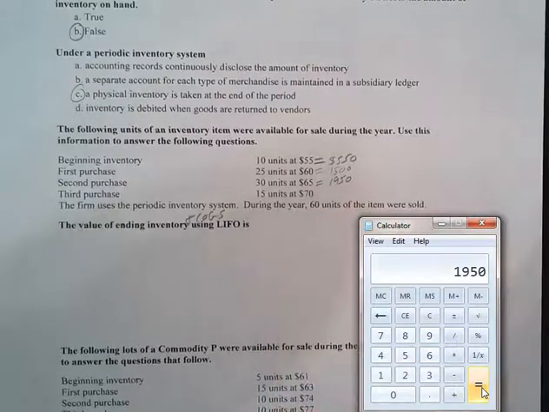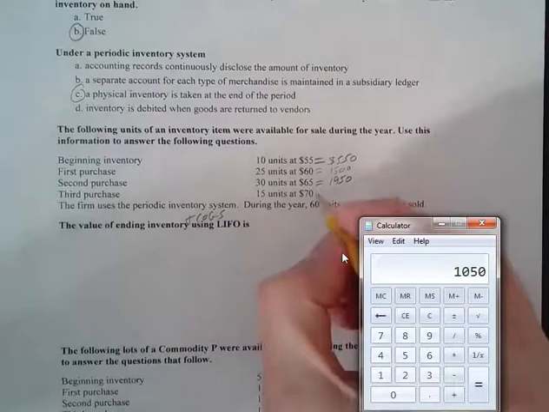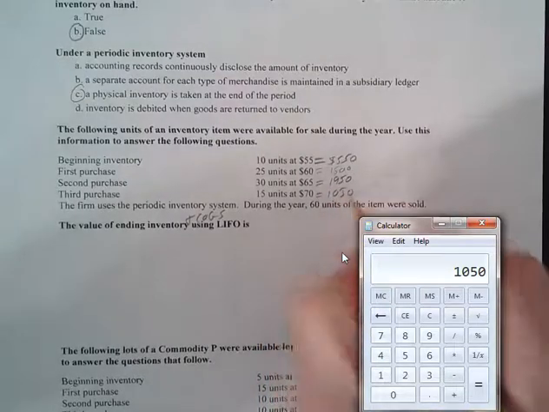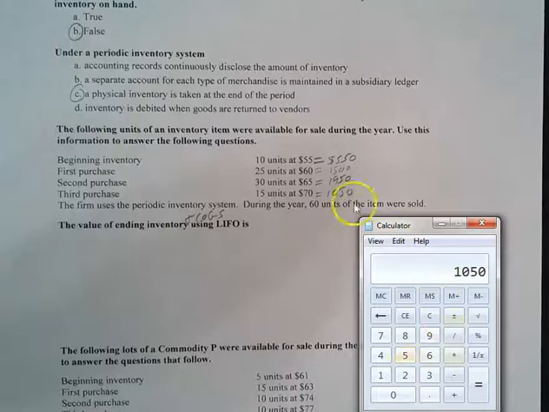That's $1,950, and I do realize that you wouldn't actually clear this out every time. I just want to show you the thought process. Okay, so it's a little bit more drawn out than what you would do. 15 units at $70 is $1,050. All right, so we're going to work backwards because we've got the $1,050. So let's add these other figures in.